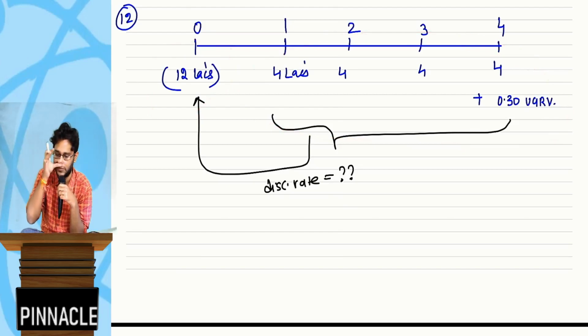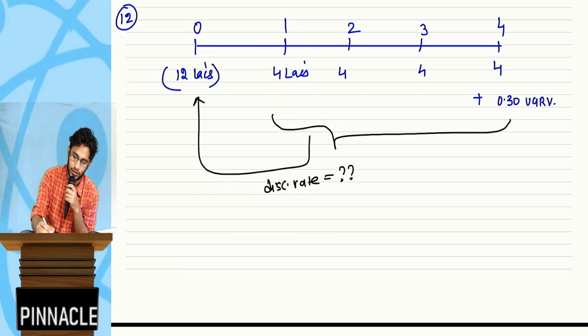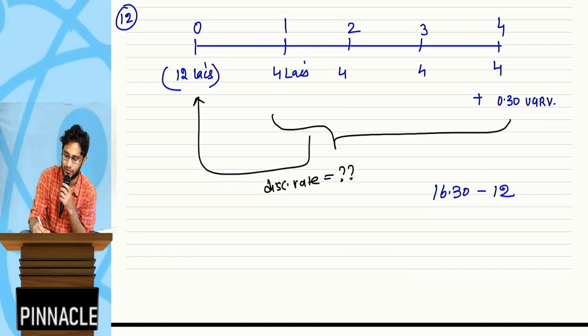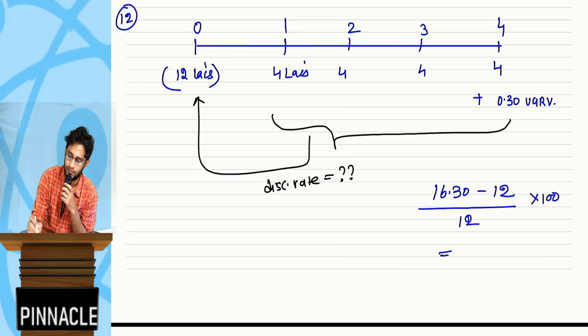Add everything directly first. 4 plus 4 plus 4 plus 4, 16, 16.3. If I invest 12, over the period I am getting 16.3. And how much return are you getting? Check. 16.3 lakhs I am getting if I am investing an amount of 12, a 4.3 profit. Divided by 12 into 100. In percentage I want the return. And this is 35.8%. Sir, did you understand this formula I wrote?